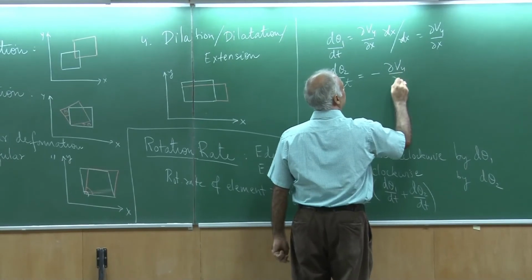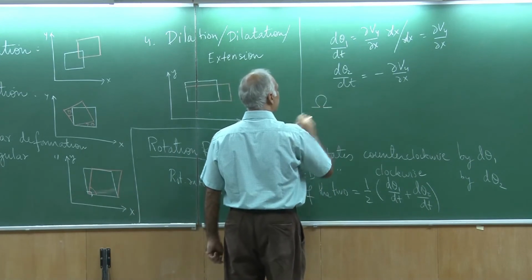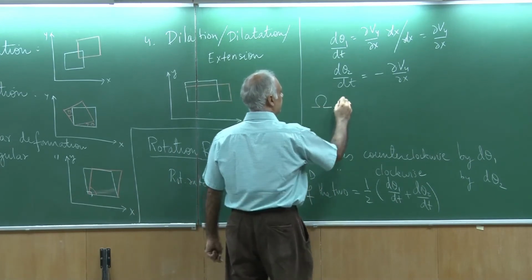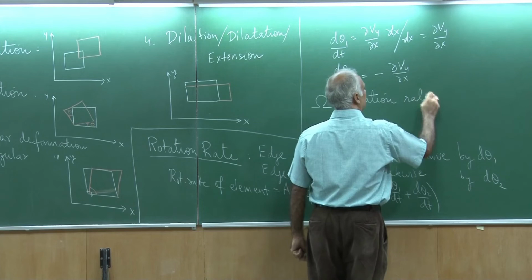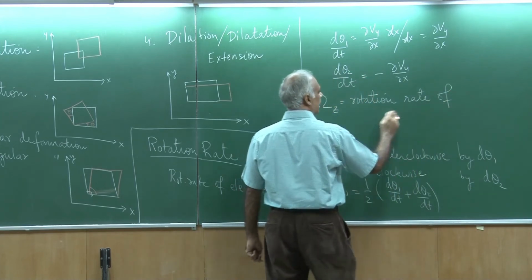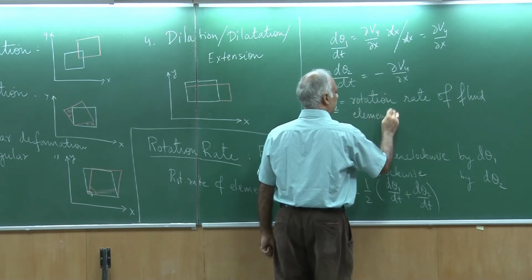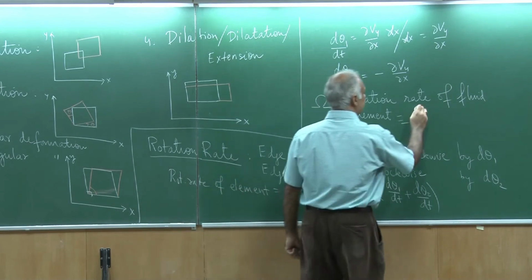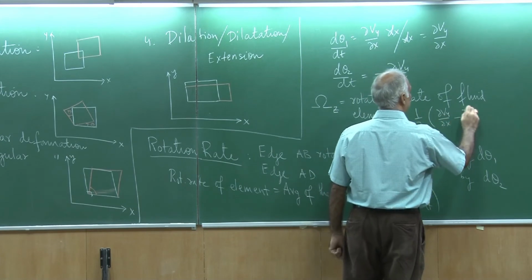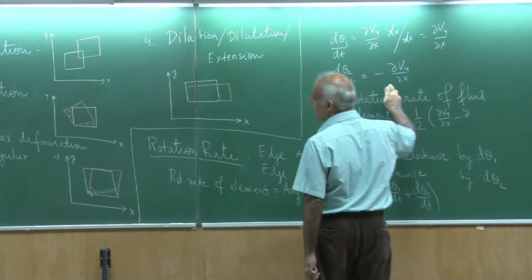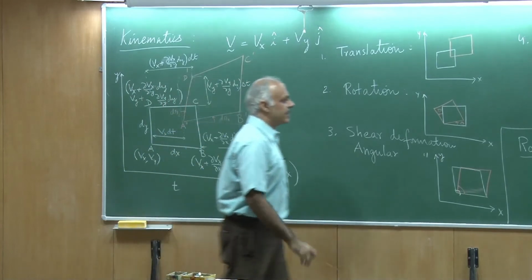So, this you can see would be minus del V y by del x, and therefore, I could say omega z, which is actually the rotation rate of fluid element, can simply be given as half of del V y by del x minus, I am sorry, I made a mistake here, this should have been the x speed. So, this is del V x by del y.